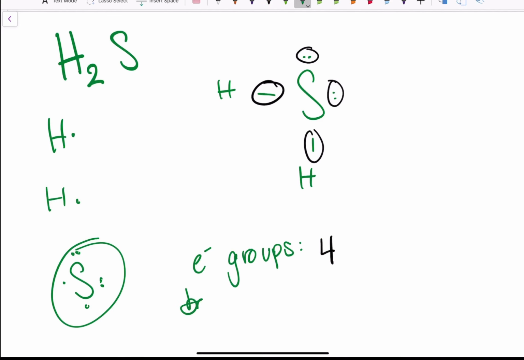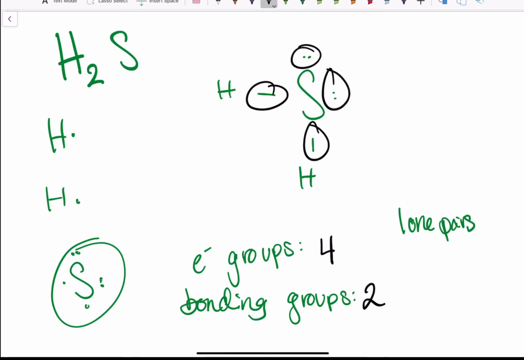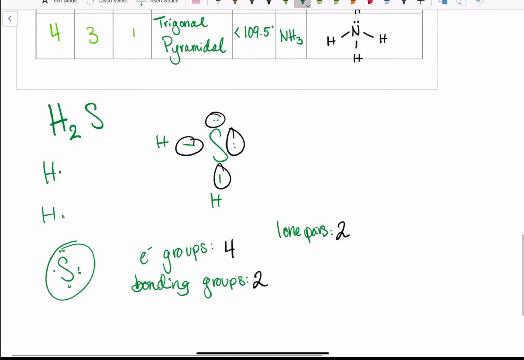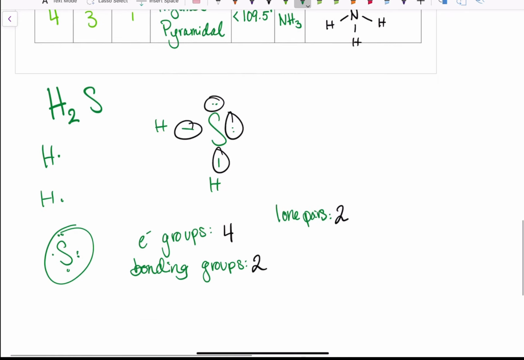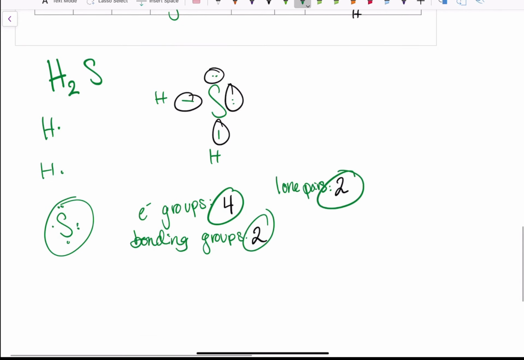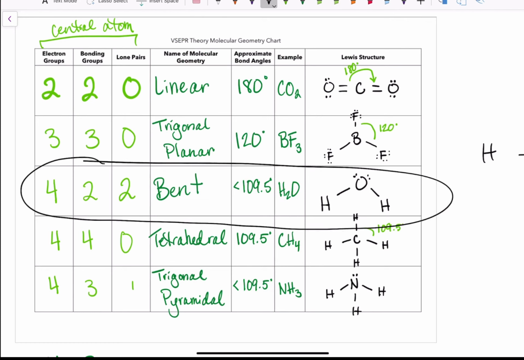Next, we need to count the bonding groups. Bonding groups, we only have 2. Last thing, lone pairs on the central atom. We see 2 lone pairs, so we have 2. The last step of the instructions says to just match it to the chart. So we're going to match the numbers 4, 2, 2 to the chart. 4, 2, 2 is right here.